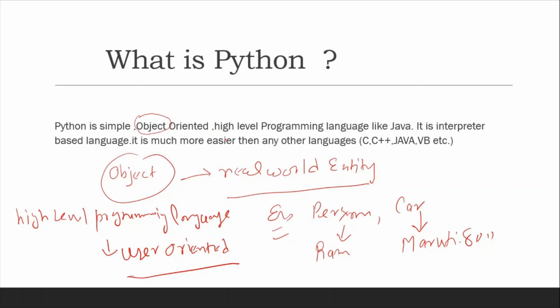So this is a high level language, and it is an interpreter language. This term also comes up: interpreter. So what is the meaning of interpreter? Interpreter. The term interpreter means translator.